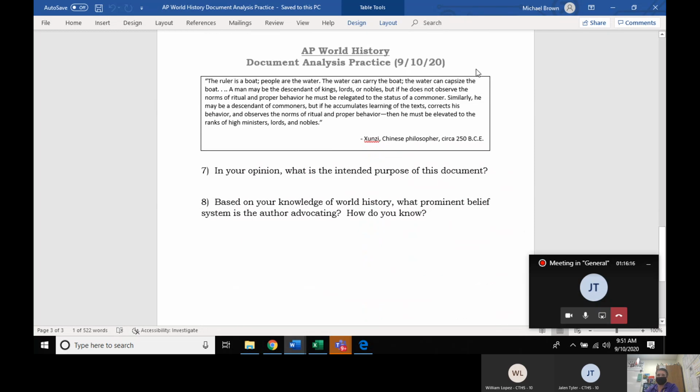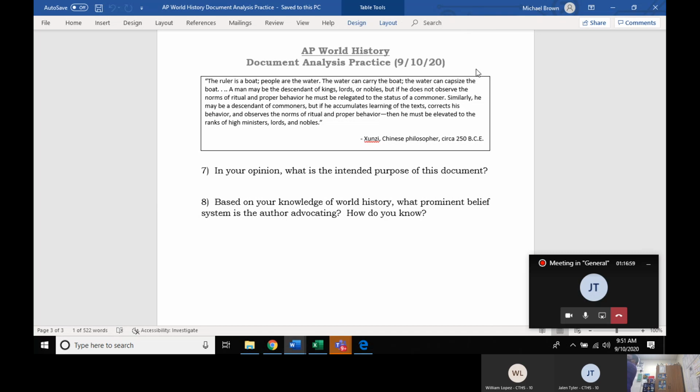Last one, okay? This comes from China, 250 BCE. The purpose, debatable. Let's skip that one. But based on your knowledge of world history, what prominent belief system is the author advocating? There was only one belief system that we have talked about thus far that is indigenous to China. Buddhism gets really big there, in part because Ashoka sent all the missionaries and the traders along the Silk Road. But what was the one that we talked about that was indigenous to China? I mentioned it yesterday. I said that it really lays the foundation for a lot of what China becomes. What do you think it is?